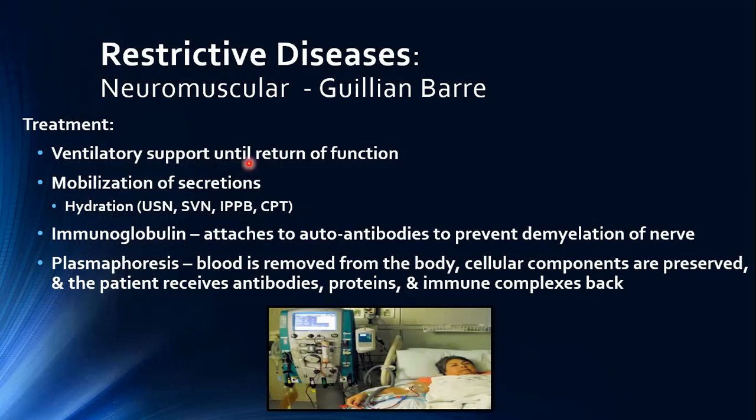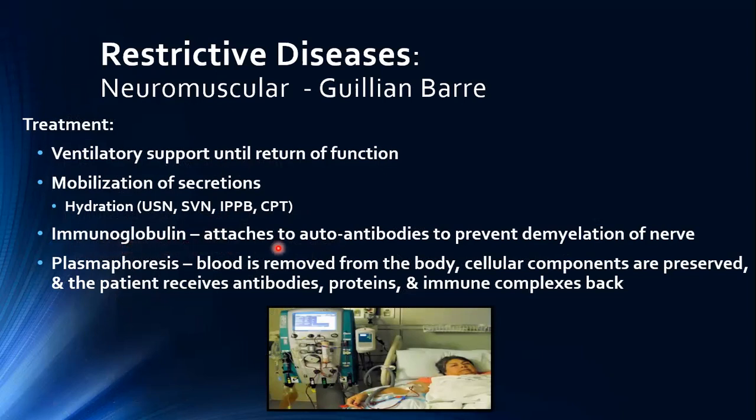You gotta help mobilize those secretions by hydration using the ultrasonic nebulizer, small volume nebulizer, IPPB, which you'll learn tomorrow, and CPT, right? You gotta make sure you get that stuff out of them. They already have that infection, so you wanna keep them clean so that they don't develop a new infection in the lungs.